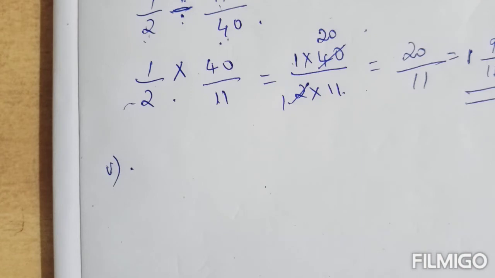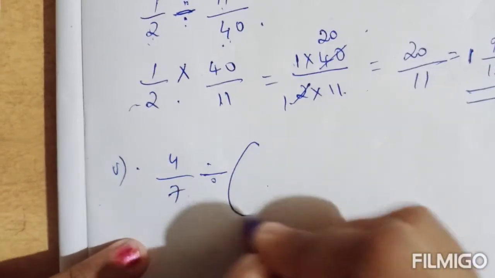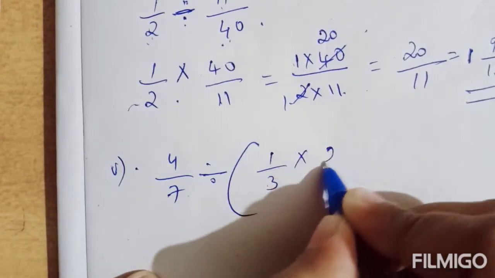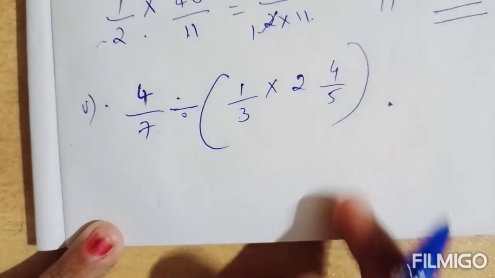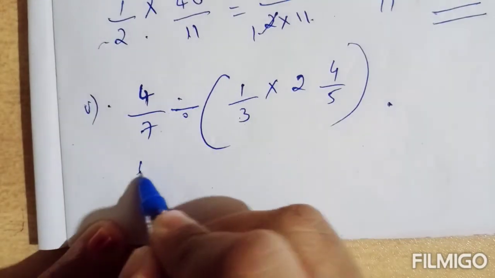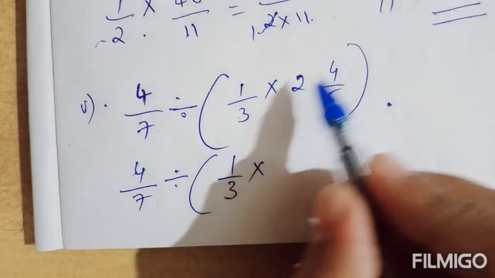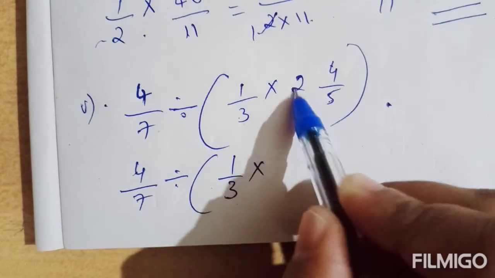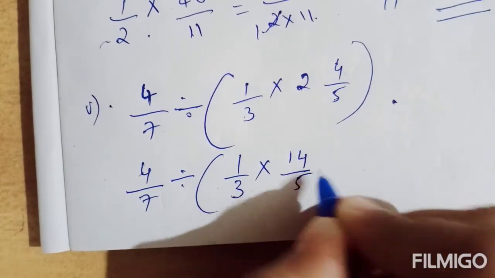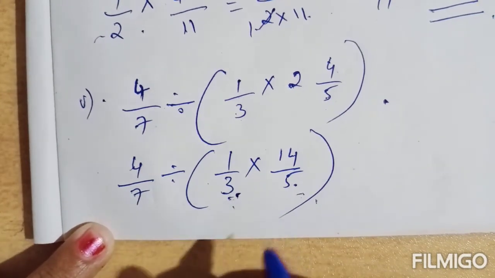Third and fourth you can do as homework. Next, the fifth one. 4 by 7 divided by, in brackets, 1 by 3 into 2, 4 by 5. So here a bracket is given, you have to solve the bracket first. 2, 4 by 5 on converting to an improper fraction, what will you get? 5 into 2, 10, 10 plus 4, 14 by 5. Finding this product first, what will you get?